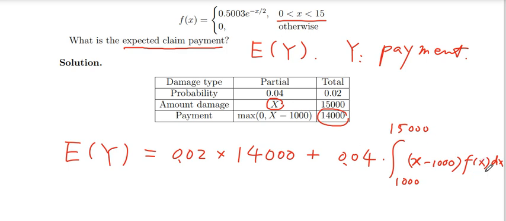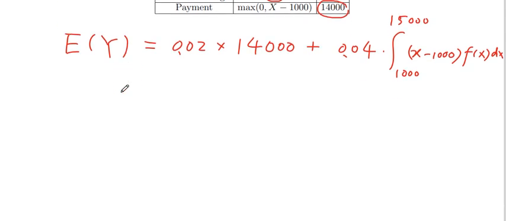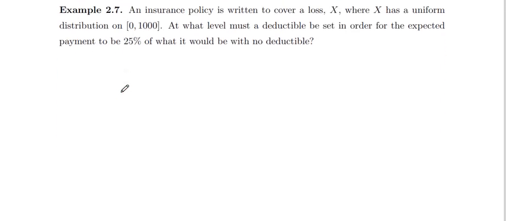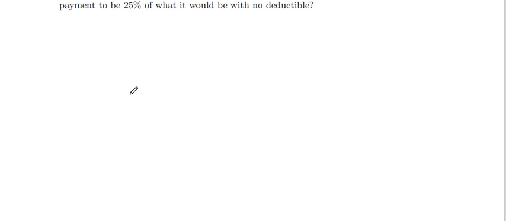Oh, by the way, this x is not from 1,000 to 15. x is from 0 to 15. So we just change this 1,000 to be 1, and here also change 1,000 to be 1. We just use 1,000 as a unit. So we skip this problem, it is quite the same.